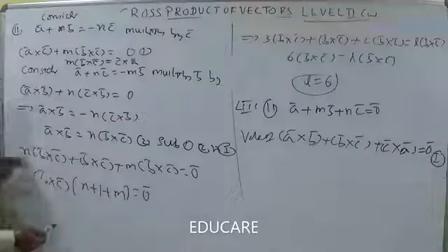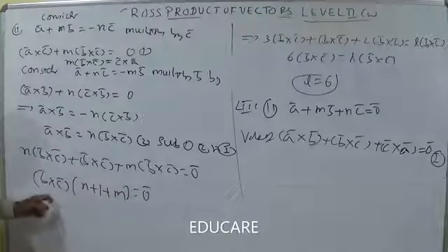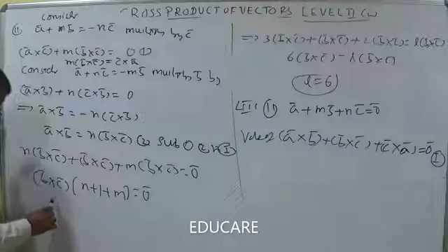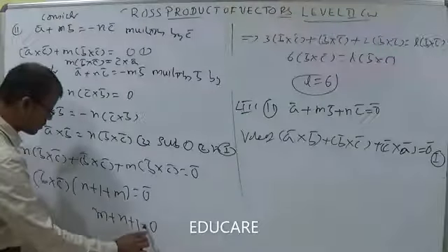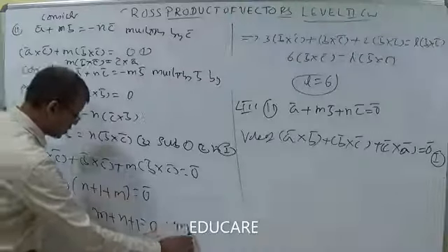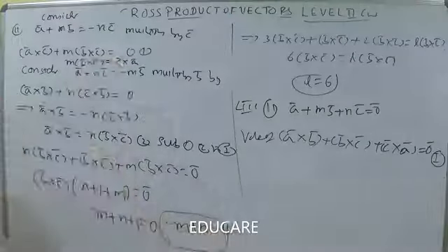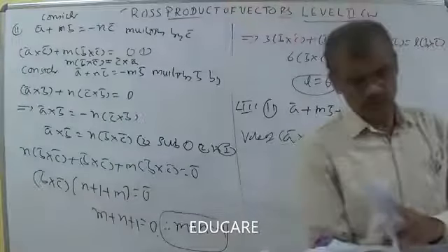If the product of two terms is equal to 0, either this should be equal to 0 or this should be equal to 0. Then we conclude that if B cross C is not 0, according to the options, M plus N plus 1 equal to 0, that is M plus N is equal to minus 1. M plus N equal to minus 1 is the option. The same model we discussed.